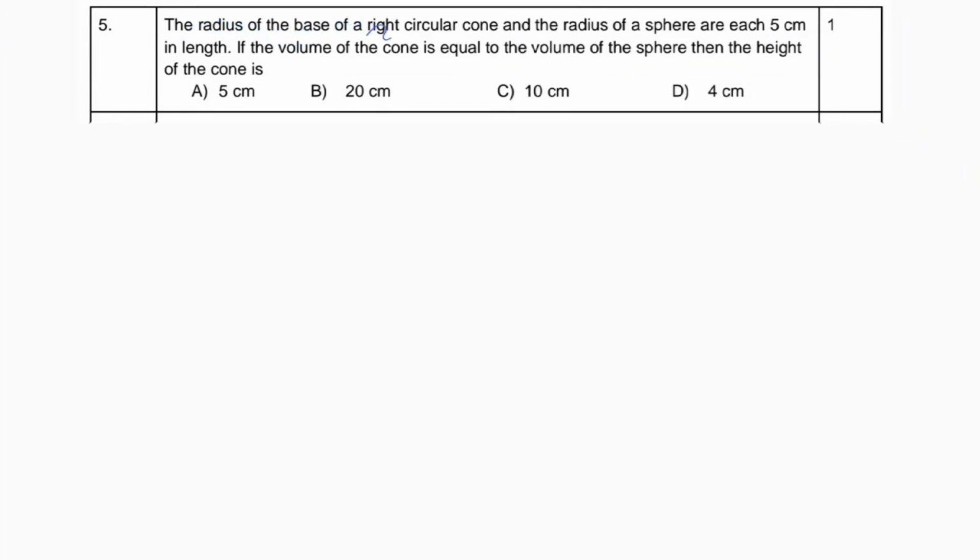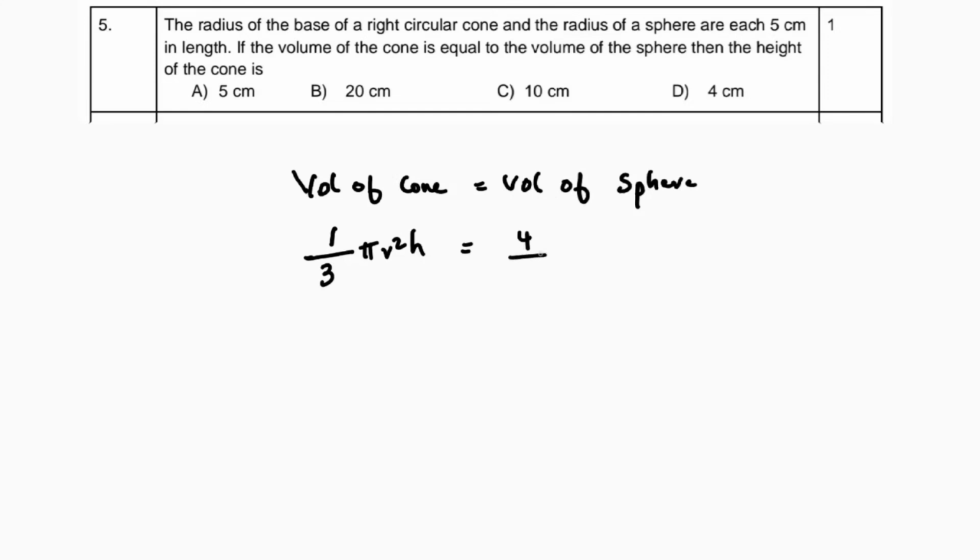The radius of the base of a right circular cone and the radius of the sphere are each 5 centimeters. So the radius of the cone and sphere are the same. If the volume of the cone is equal to the volume of the sphere, then the height of the cone is. Now see here, the radius of both is the same. So the volume of the cone is equal to the volume of the sphere. The volume of the cone formula is 1 by 3 pi r square h, and here 4 by 3 pi r cube.